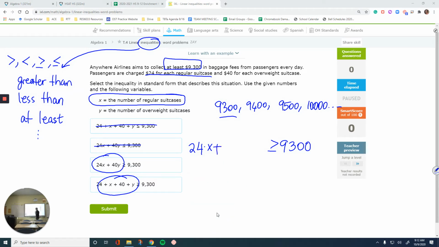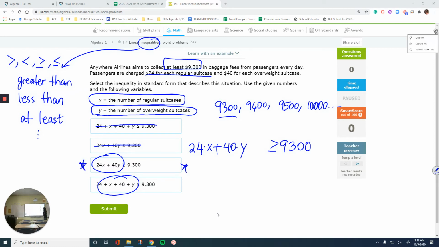Now I know that my answer is going to be this right here, but let's read the rest. Let's see what else they are spending on. And $40 for each overweight suitcase. Does it tell us whether they have 10 of those, 5 of those, 7 of those? The only thing that we know is that the number of overweight suitcases is equal to y. So I don't know how many. I don't know if this is 5. I don't know if that is 2. All I know is that it is y. So that would be my answer for this question right here.